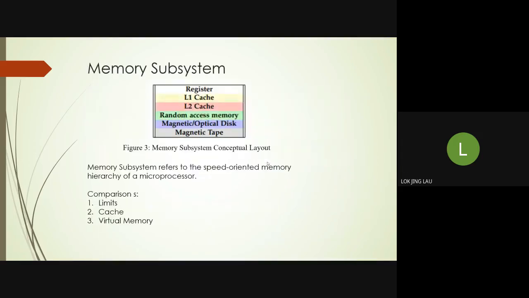The third aspect that we will be evaluating for both microprocessors is the memory subsystem. Figure three shows very old, outdated memory, with magnetic, optical, and magnetic tape after the RAM. The memory subsystem refers to the memory architecture's organization to read, write, and fetch instructions from the RAM to the microprocessors. We made a comparison between three specifications. The first is the limits, which refer to the maximum RAM that we can facilitate, and the cache, and also the virtual memory.